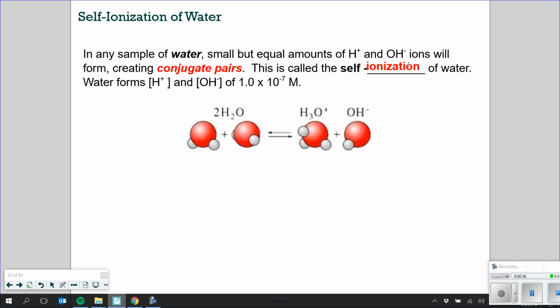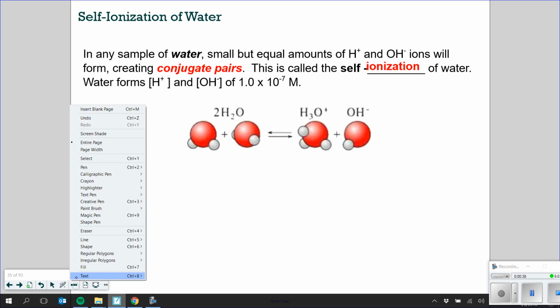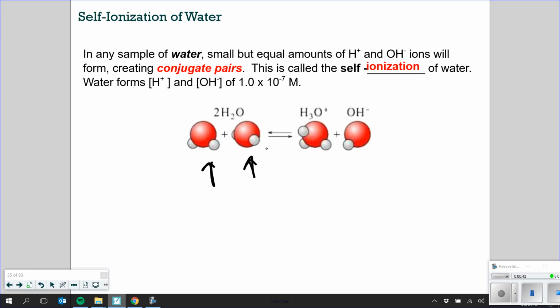If you see down here, we've got two water molecules, and those water molecules are essentially reacting with each other in equilibrium to form hydronium ion and hydroxide ion, and they're doing that by one of the hydrogens moving from one water molecule to the other. When water forms these hydronium or H+ ions and hydroxide ions, it does so in a 1-to-1 ratio. They are equal ratios. And both of them are equal to 1.0 times 10 to the negative 7 for their concentrations in neutral water.